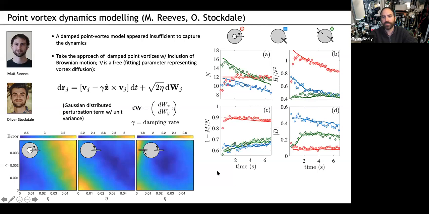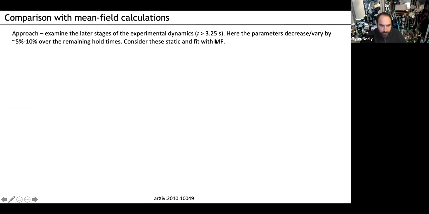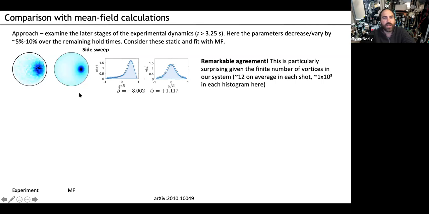But one of the things we get from these plots is that if we look at everything after about, say, 3.5 seconds, these parameters don't actually change very much. There's some fast initial damping and dynamics. Note that the scales here don't go to zero. But after about 3.5 seconds, these parameters are maybe changing by about 5 or 10%. So if we take all of those vortex histograms past 3.25 seconds, put them all together into one big histogram, and then use that mean field theory to directly fit the experimental data, you get some remarkably good agreement.